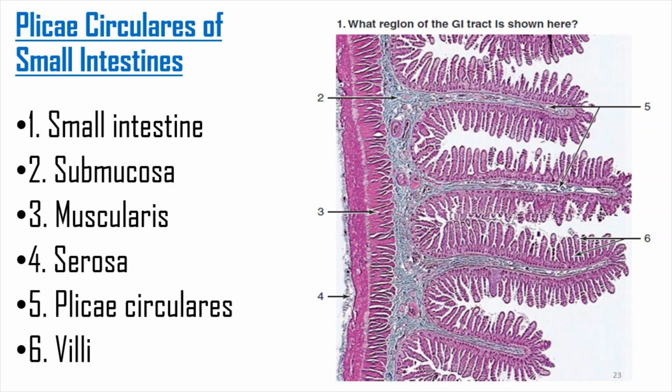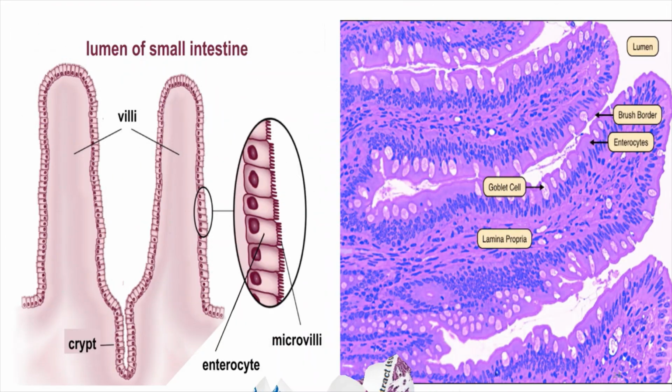On top of the villi, you find epithelial cells called simple columnar cells. And on top of those simple columnar cells, you find microvilli. This image here is low power, the plicae circulares in the small intestine. So first of all, draw this at low power, and then we go to high power.